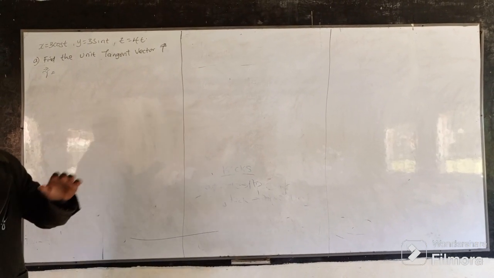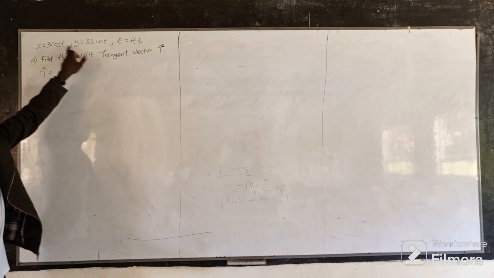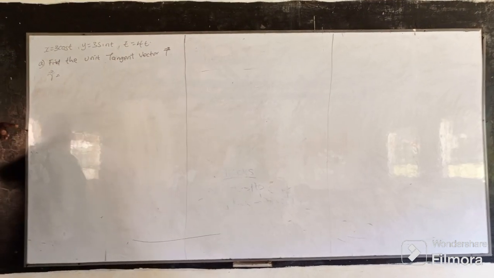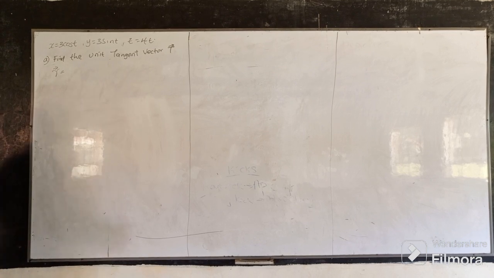Okay, first of all, if you have been given a question like this, given the value of x is equal to 3 cos t, y is equal to 3 sin t, and z is equal to 4t, and in the first part, one of the questions is to find the unit tangent vector T.